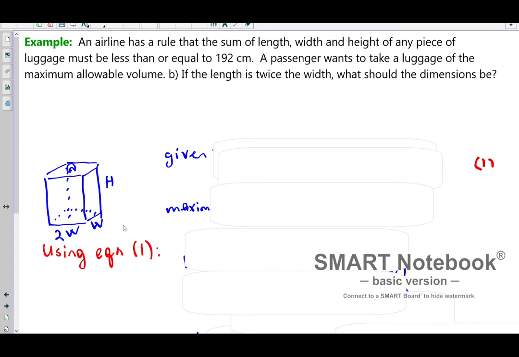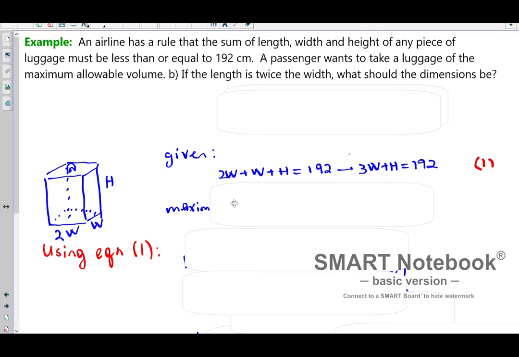So if we look at the figure here, basically the length is twice the width. So if I call this side W, this side will be twice that amount, so 2W. And for the height, you can call it Y or H. So it is given that the sum of these three dimensions must be equal to 192. So length plus width and height, so 2W plus W plus H is equal to 192 for this problem. And 2W plus W is 3W, so 3W plus H is equal to 192.